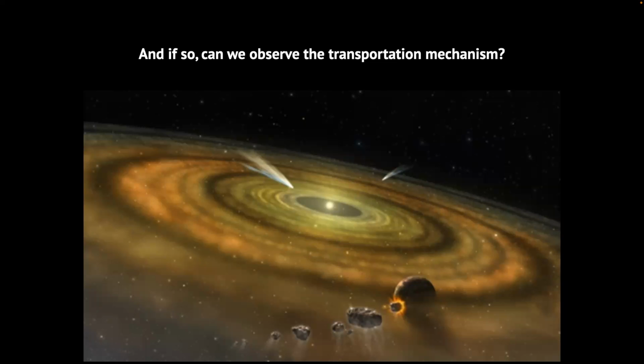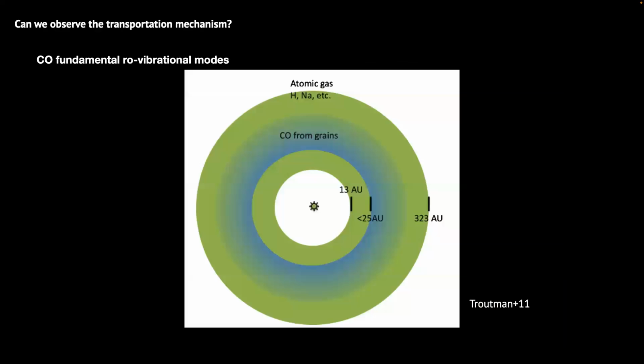There was one attempt, I would say successful attempt, from the ground by this group, Troutman et al. in 2011, where they tried to aim for the CO fundamental ro-vibrational modes. So that's a different transition from what we observed with ALMA, and it's supposed to trace an intermediate region. So the gas we would see with ALMA would show up at longer distances from the star, but this CO fundamental could be slightly closer in, just because you need less energy to excite it.